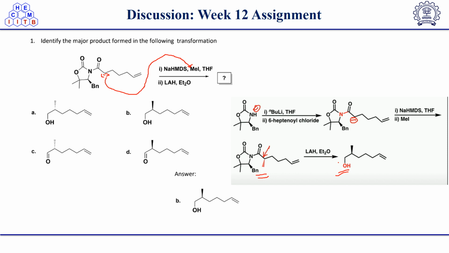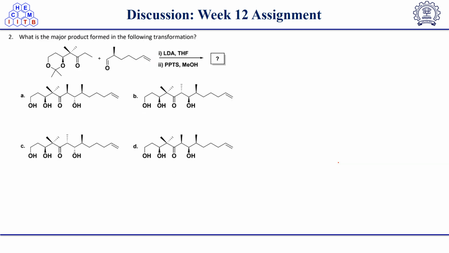Now, moving to the second question, what is the major product in the following transformation? So, these two compounds are first treated with LDA in THF and then in the second step with PPTS and methanol. So, out of the four options, which will be the product resulting after these two steps?